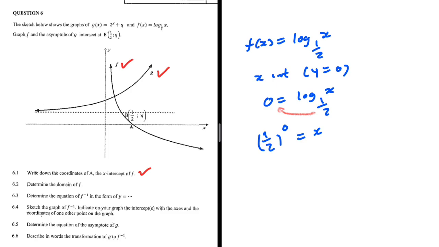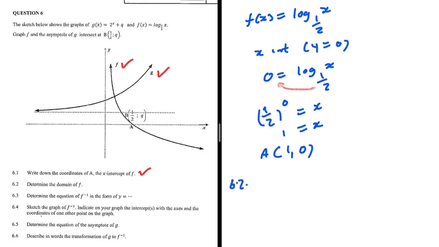So what is any number to the power 0? The answer is 1. So this is the x value at A. But we are looking for the coordinates of A, not the x value at A. So we can't leave it like that. This is actually not complete. We then have to say that for A, the x coordinate is 1 and the y coordinate is 0. Now we have covered all that we need to cover.